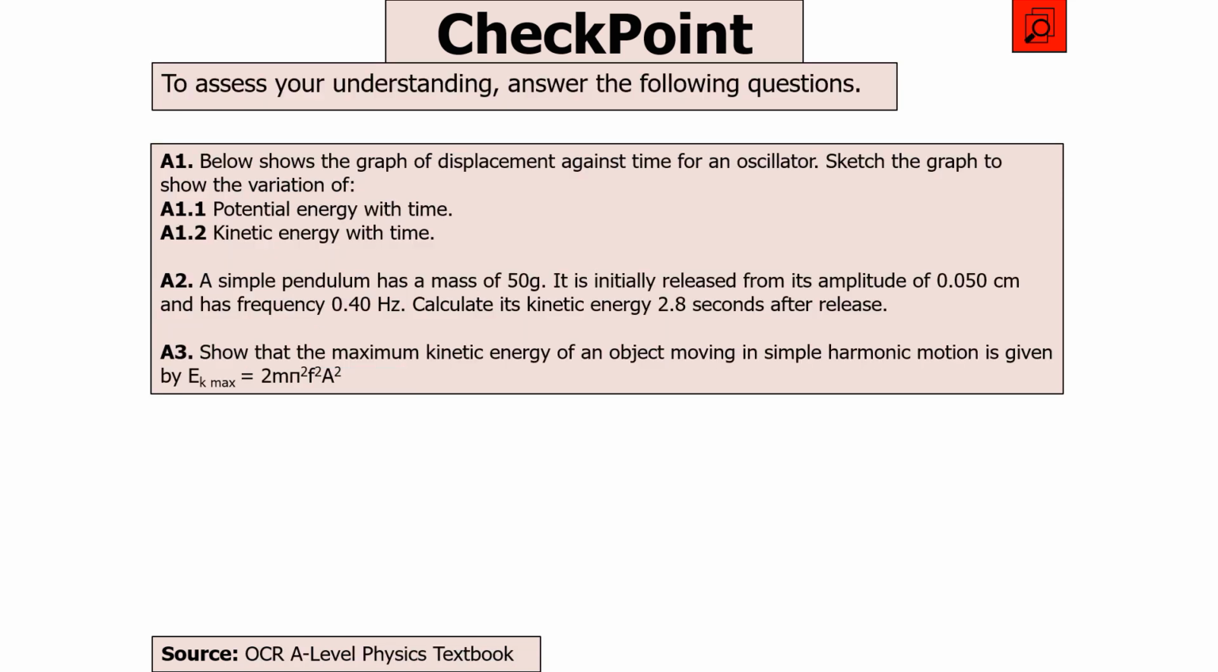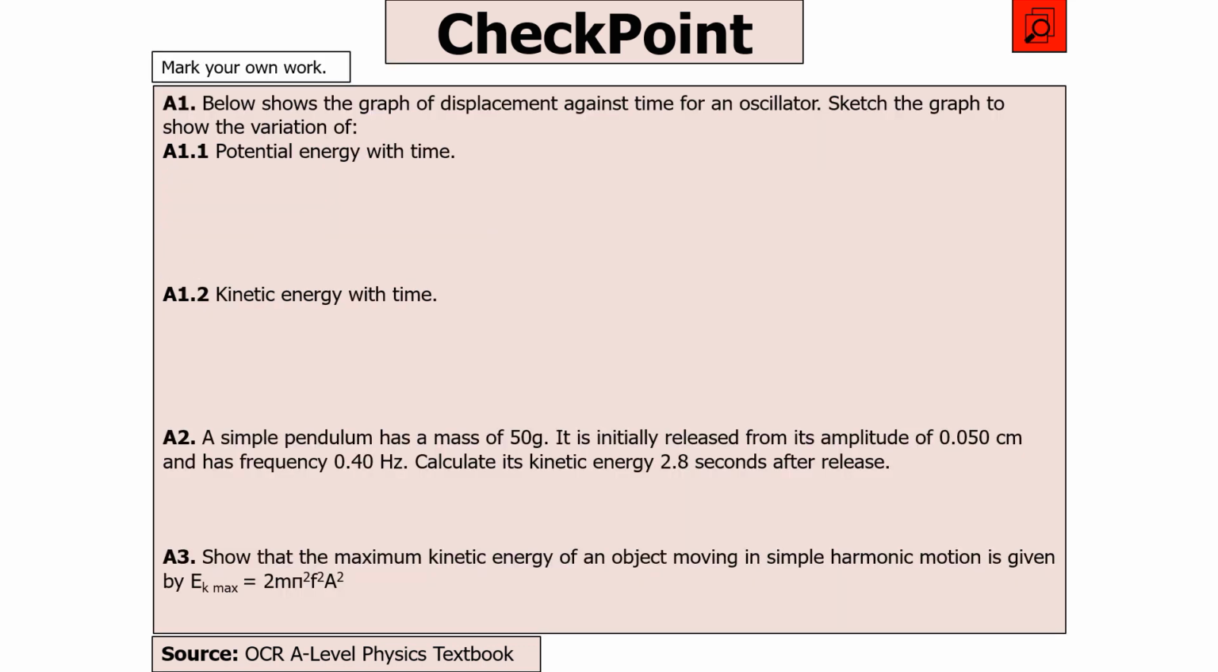The next question says, show the graph of displacement against time for an oscillator. Sketch the graph to show the variation of potential energy with time and the kinetic energy with time. Then a simple pendulum has a mass of 50 grams. It is initially released from an amplitude of 0.050 centimeters and has a frequency of 0.40 hertz. Calculate kinetic energy 2.8 seconds after release. Then show that the maximum kinetic energy of an object moving in simple harmonic motion is given by the equation maximum kinetic energy is equal to 2m pi squared f squared a squared. So pause the video now, then unpause the video when you want to go through your answer.